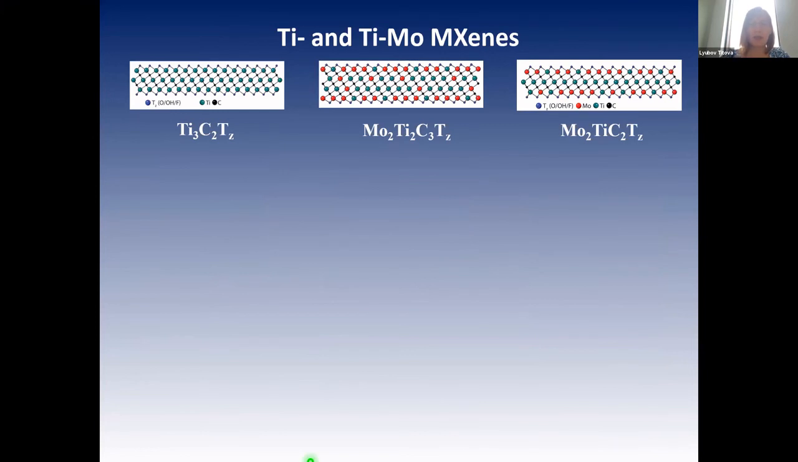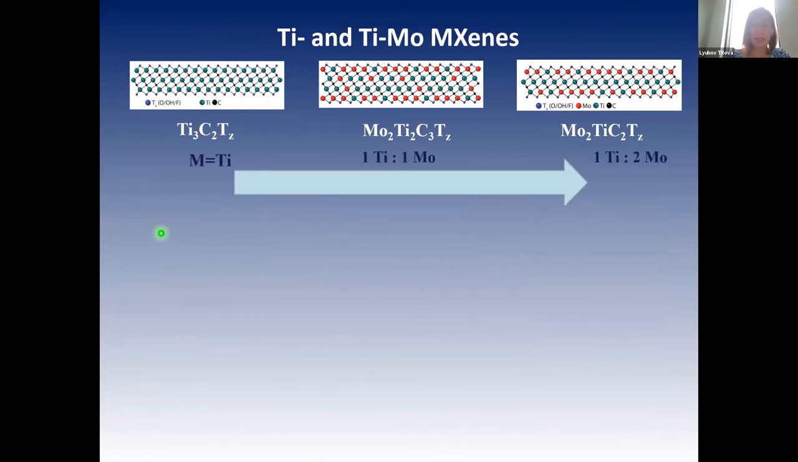Okay, so the arrow here is showing the increase in molybdenum content. So here we have no molybdenum. Here we have one moly to one titanium, and here it is two for each titanium. So the first question to ask is, well, how do intrinsic properties change?